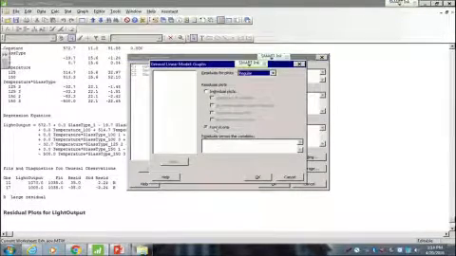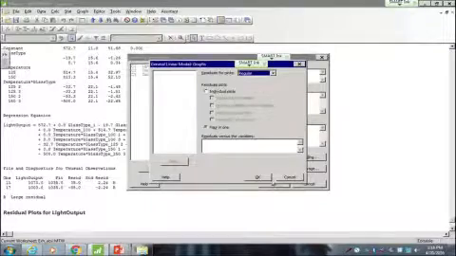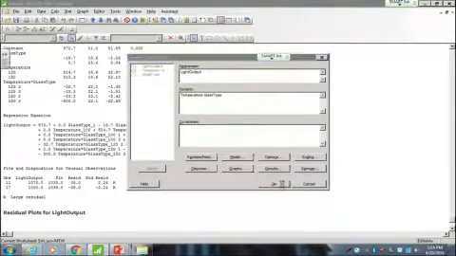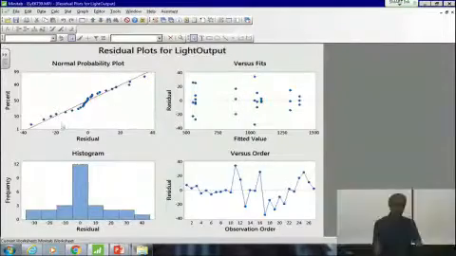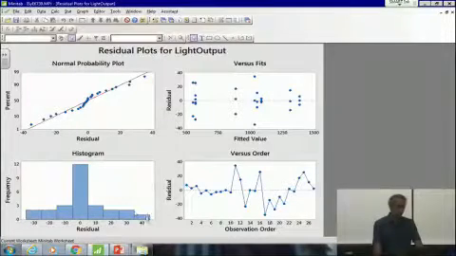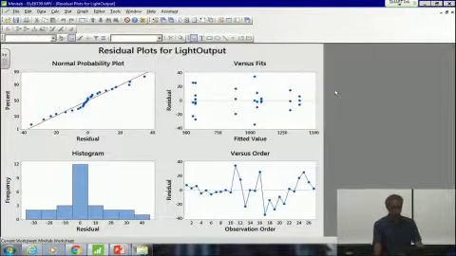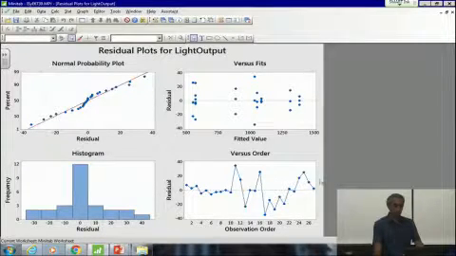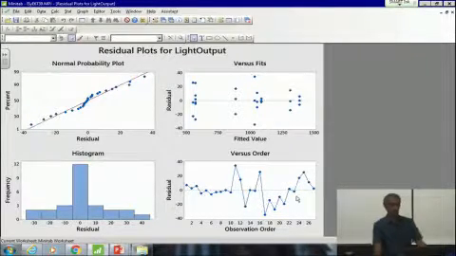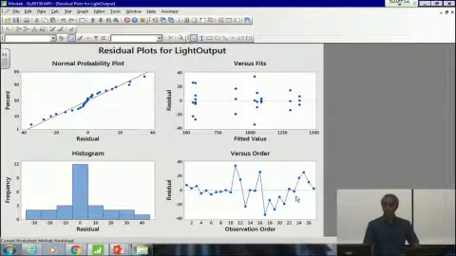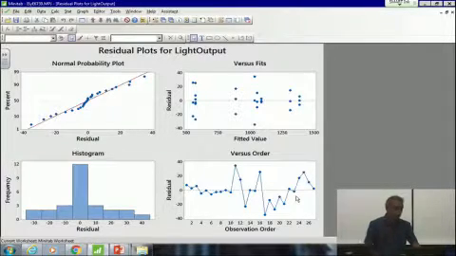Graph again, you can do 4 in 1. It gives you all the residual plots that you want. And here is the residual plot. So it's sort of normally distributed. The variance is constant. And this is the normal plot. And this is to see if you can see any non-random pattern. So the assumptions are, I would say, valid here.